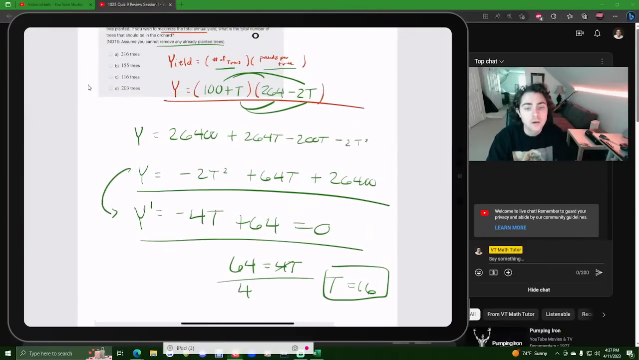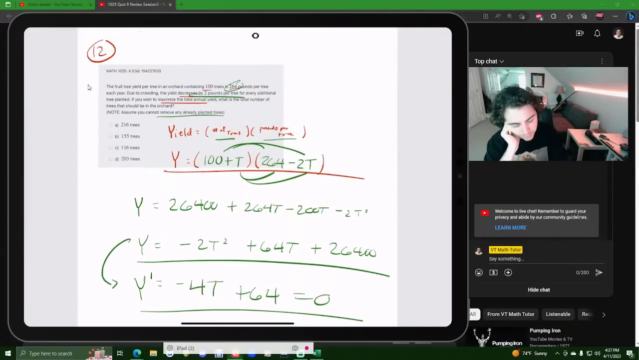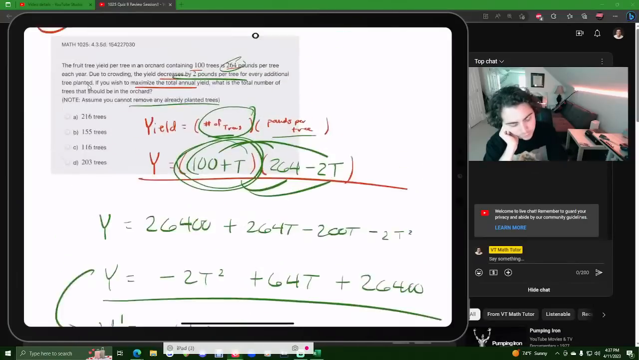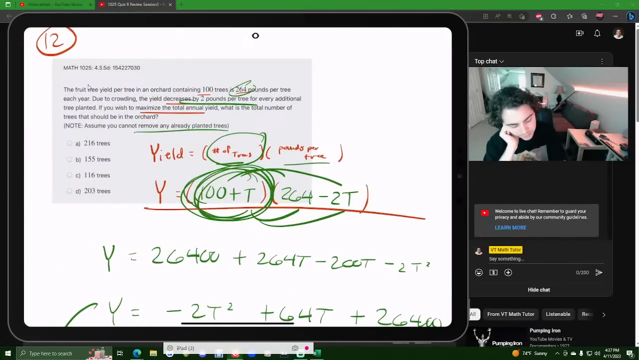Now, what do we do with t equals 16? We plug that in to the number of trees expression, because they are asking for the number of trees in this case. So we take that 16, and to find the total number of trees, we do 100 plus 16, and that would give us 116.